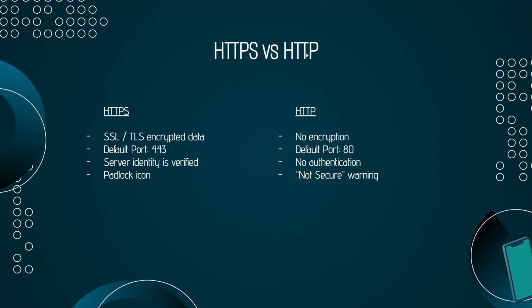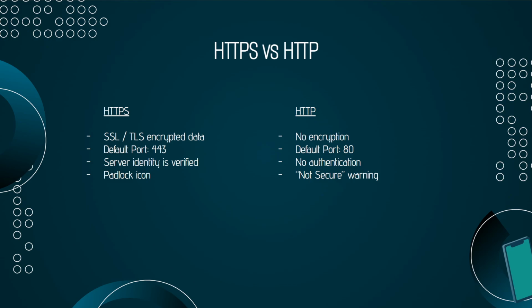So as mentioned, we have HTTP and HTTPS, which the S just stands for secure. So take a look at how the two compare. With HTTPS, all data is encrypted using SSL/TLS, making it unreadable to anyone intercepting it. In contrast, HTTP transmits data in plain text, and because of this, it leaves it vulnerable to potential eavesdropping and tampering.